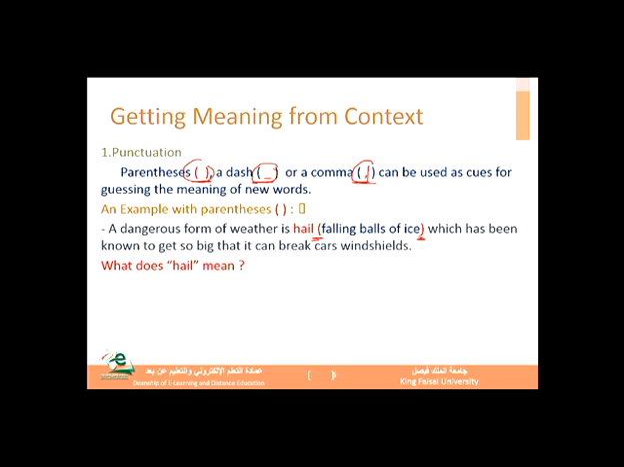So let's say that we don't know the meaning of the word hail, but because we have 2 parentheses here, we know that this is the meaning of the word hail. All right, so this is the first cue, the first strategy. So basically, hail means falling balls of ice. It's as simple as that.